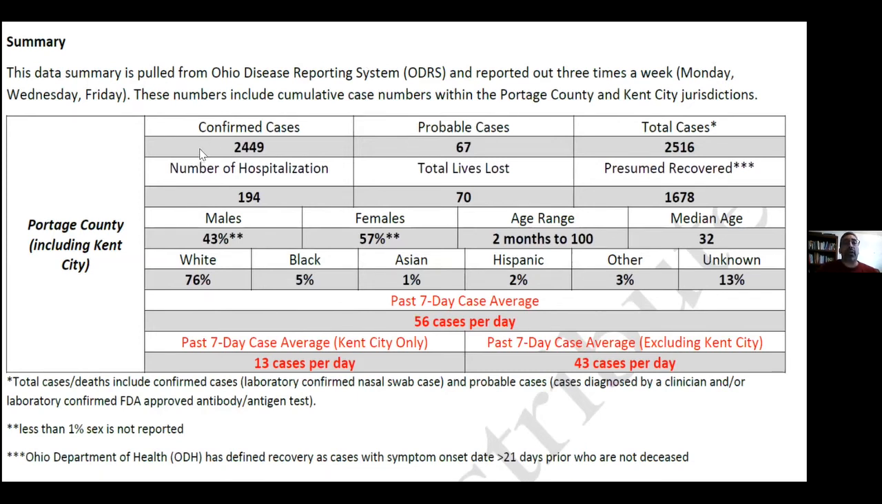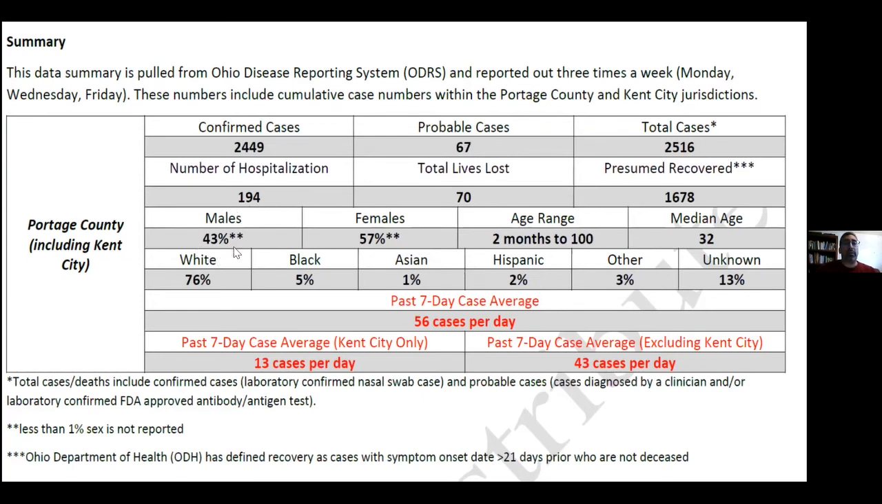So this is confirmed cases, 2,449 cases. Probable cases is 67. Total cases, 2,516. Number of hospitalizations, 194. Total lives lost, unfortunately, were 70. Presumed recovered, 1,678.